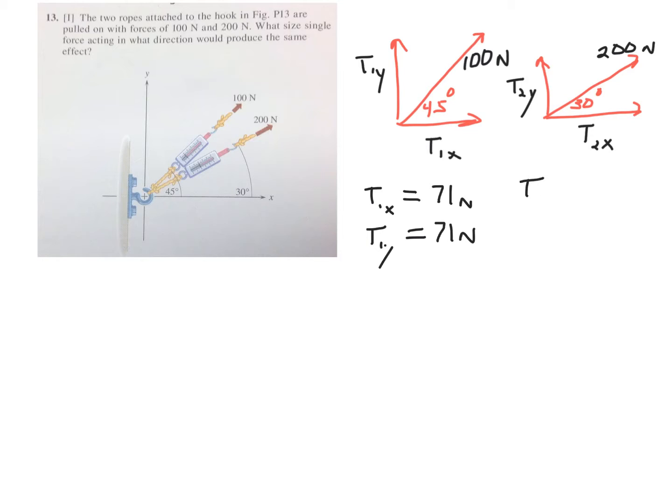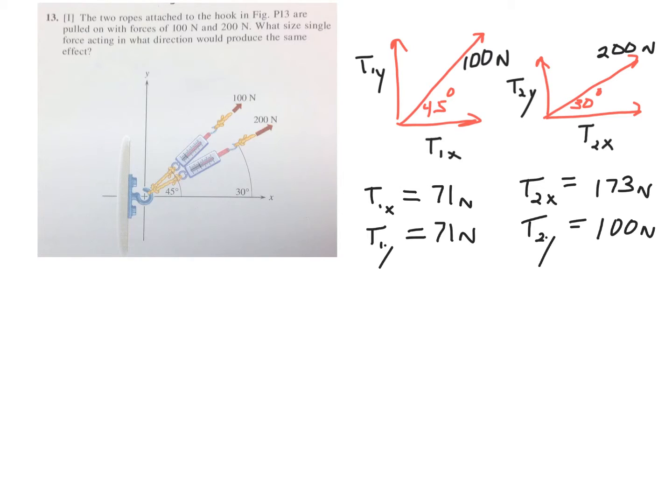And then T sub 2x and T sub 2y. T sub 2y is the short leg of a 30, 60, 90, so that's 100 newtons. And then T sub 2x would be the 100 times root 3, which is 173 newtons. So that'd be great if you showed me something like that. And it's a simple addition to get the net resultant.